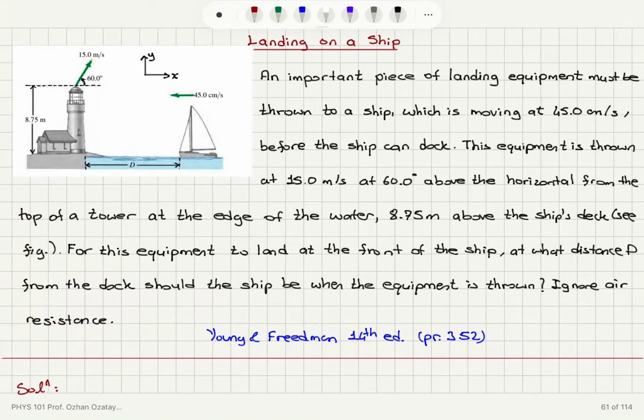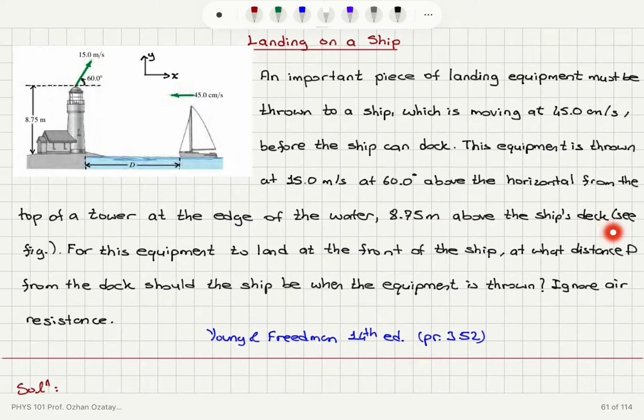Landing on a ship. An important piece of landing equipment must be thrown to a ship which is moving at 45 centimeters per second before the ship can dock. This equipment is thrown at 15 meters per second at 60 degrees above the horizontal from the top of a tower at the edge of the water. So you can see it's 60 degrees with respect to horizontal, 15 meters per second it's thrown towards the ship.